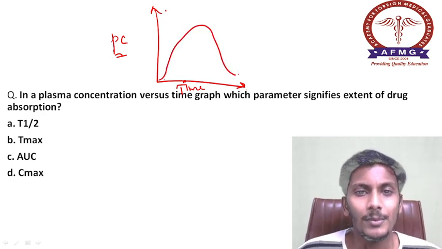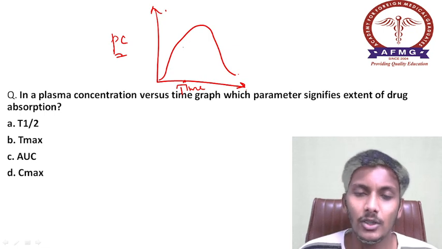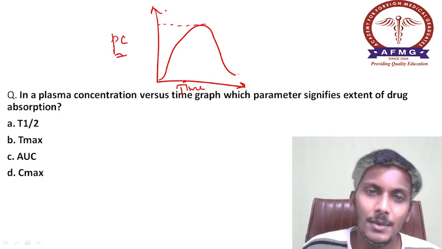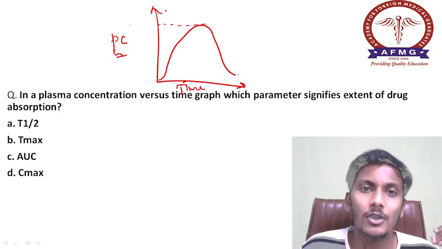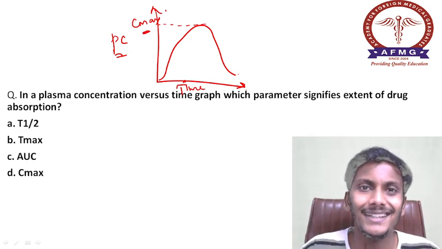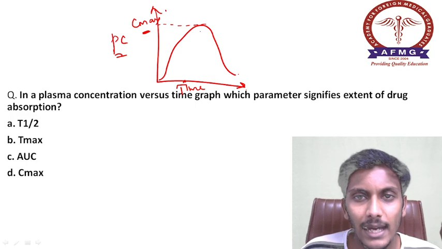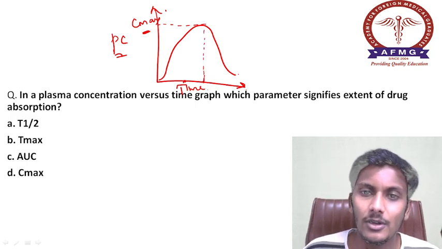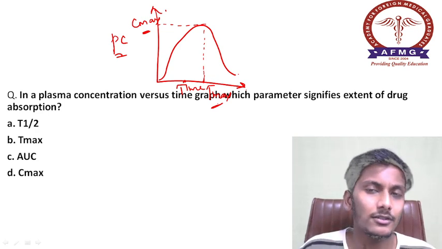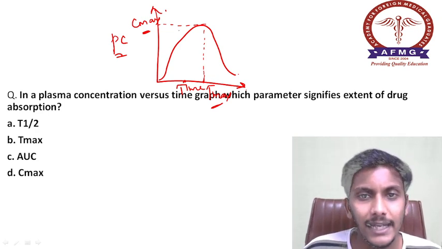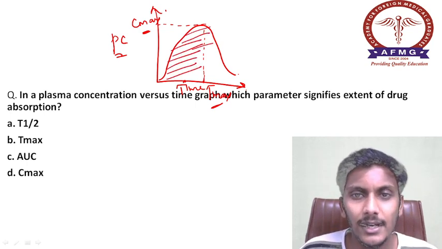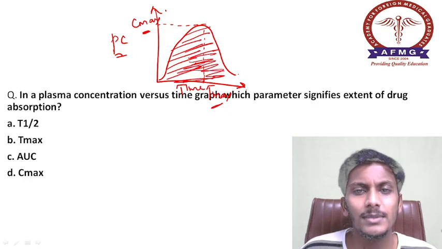Normally the drug is gradually absorbed in the systemic circulation and it attains a maximum concentration, and this maximum concentration is known as Cmax. The time in which it attains the maximum concentration is known as Tmax, and the area under this curve is known as your AUC. AUC means area under the curve.